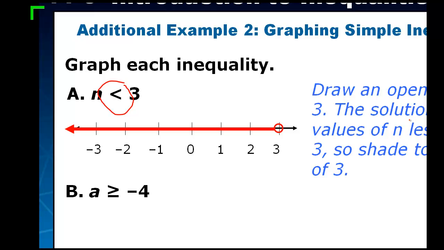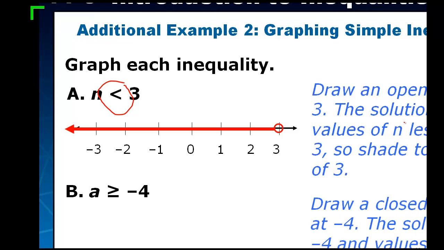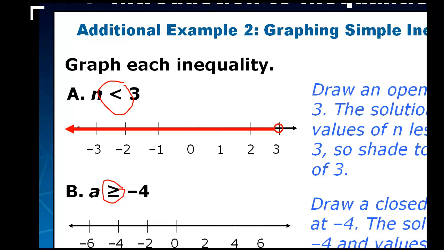Question B. A is bigger than or equal to -4. So I will draw a closed circle. Why closed circle here? Because here I have equals. Bigger than and equals. Okay. So I make my number line. I will go to -4 and draw a closed circle. Closed circle.